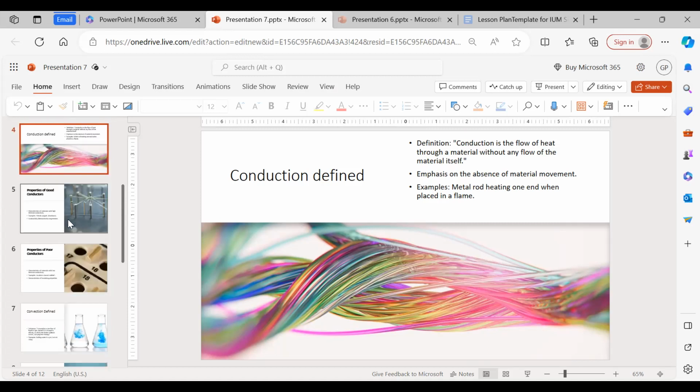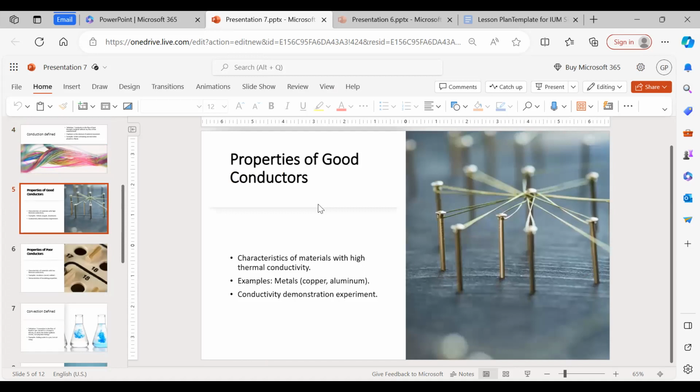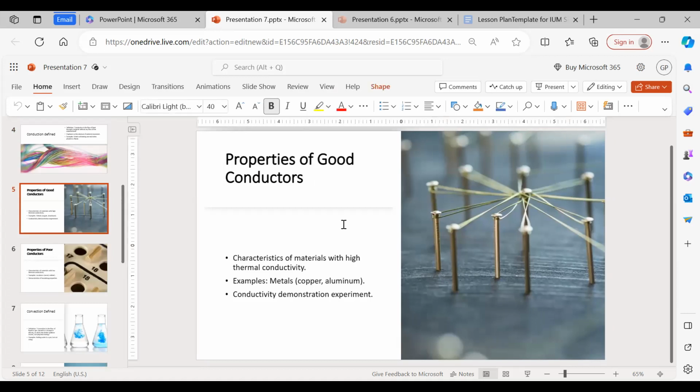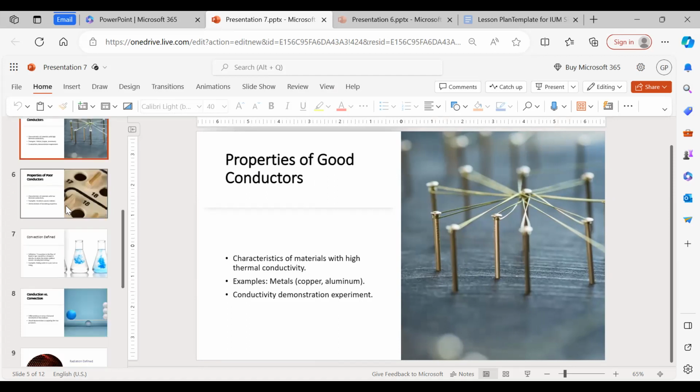Okay, moving forward, we have the properties of a good conductor of heat. These are the characteristics of a material with high thermal conductivity, for example copper, aluminum, and so forth. What this actually means is there are metals that have a higher level of conductivity than other metals because they have more free electrons to transfer this heat energy.